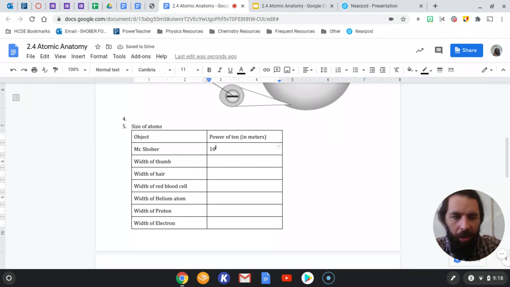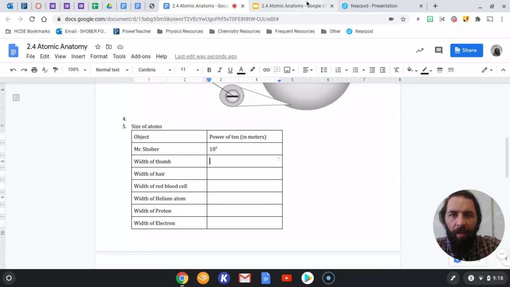Okay, so I was about 2 meters tall, so that would be 10 to the, remember exponent, you do control and then the period button, or control and the greater than symbol, the one right next to the question mark, that would be 10 to the 0 power, right? Because that's 1. So it's on the scale of 1 meter or 2 meters. That's kind of the same ballpark.